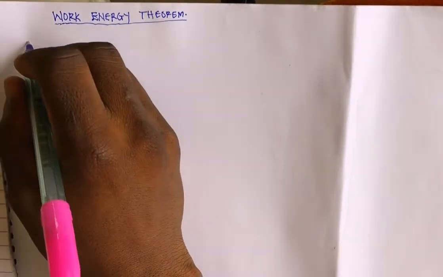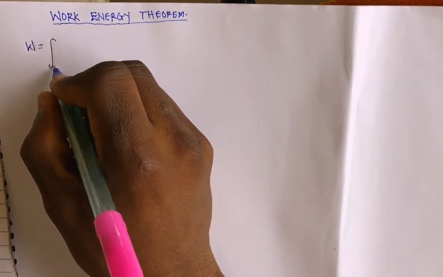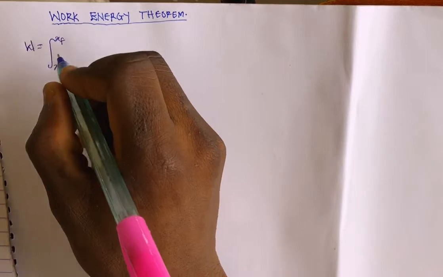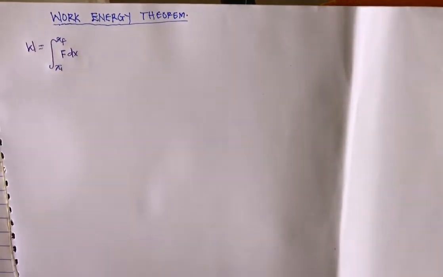Hi friends, in this video I'm going to prove that work energy is equal to change in kinetic energy using the calculus method. According to calculus, we know that work done is equal to the integral from initial position to final position of F with respect to position. This is the definition for work done according to calculus.